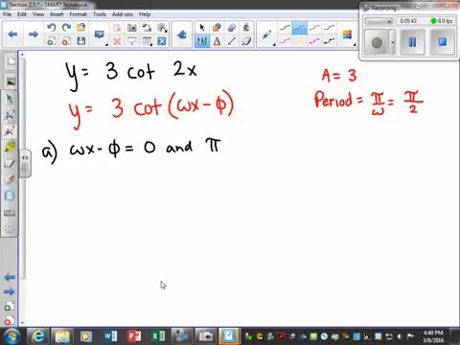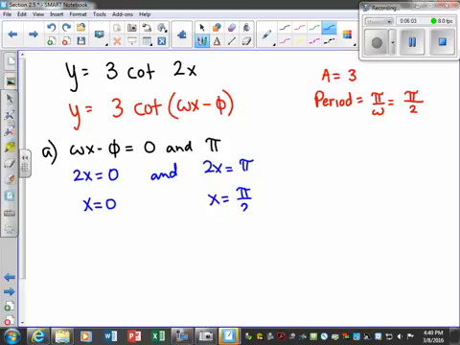So now our omega x minus phi, that's 2x, and our phi is 0. So we have 2x is equal to 0, and my other asymptote would be 2x is equal to pi. Then we solve for x. So x is equal to 0 here, and x is equal to pi over 2. Those are going to be our vertical asymptotes.